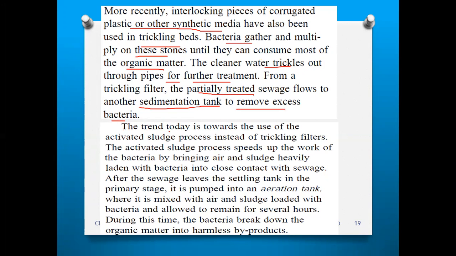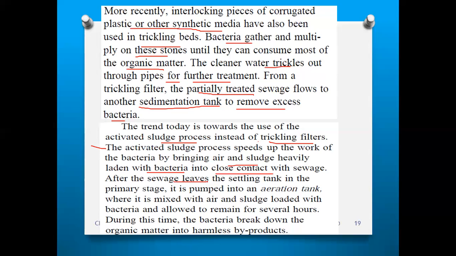Now, the trend today is towards the use of the activated sludge process instead of trickling filters. So, as already said, in the secondary treatment process we have the activated sludge process and the trickling filter process. Instead of the trickling filter, we are using the activated sludge process in today's concept. The activated sludge process speeds up the work of bacteria by bringing air and sludge heavily laden with bacteria into close contact with the sewage.